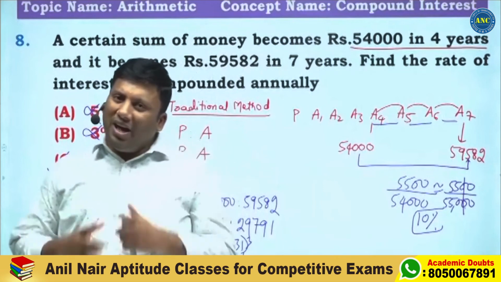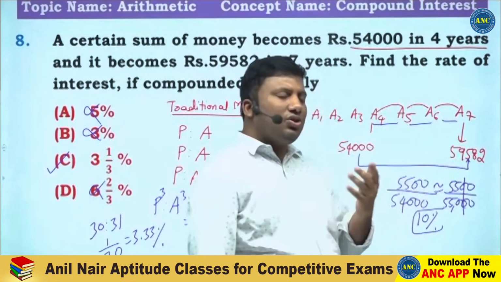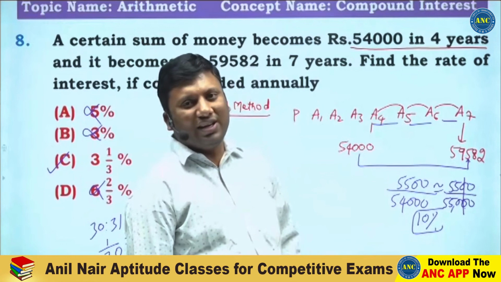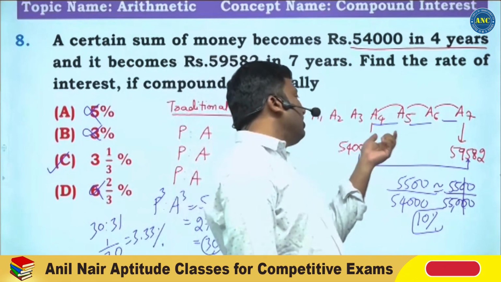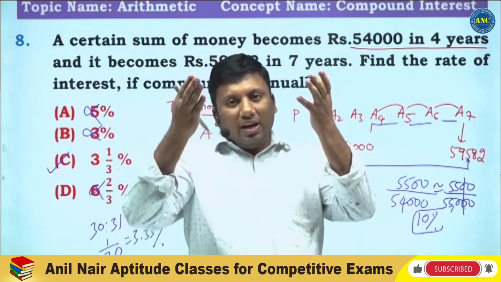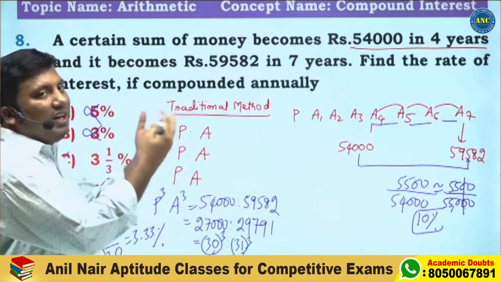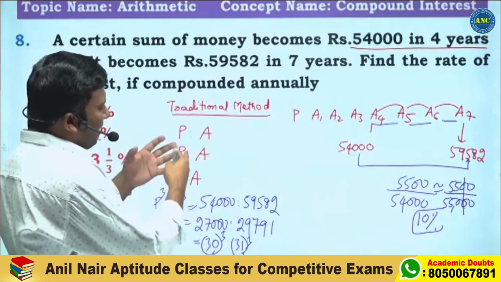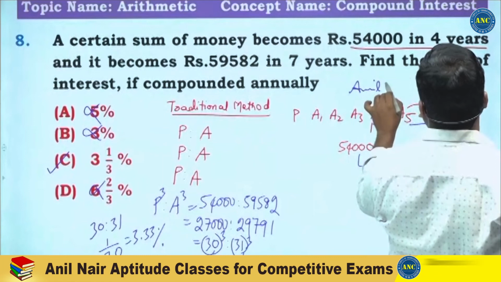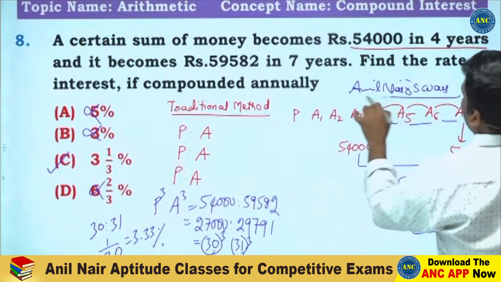Are you all with me? Very, very easy concepts. 54,000 is becoming, you think like this, make it into 60,000. 54,000 is becoming 60,000. Extra is 6,000. 6,000 on 54,000 is 1 by 9. Answer should be 11 percentage if it is applied 3 times. 11 by 3, answer should be just greater than 3. 5 seconds approach. Anil Nair's way of solving the question, which can be solved in 5 to 10 seconds if you get your fundamentals right.